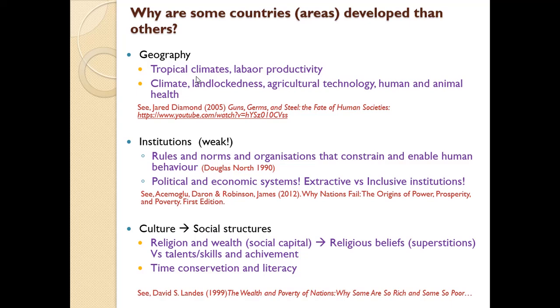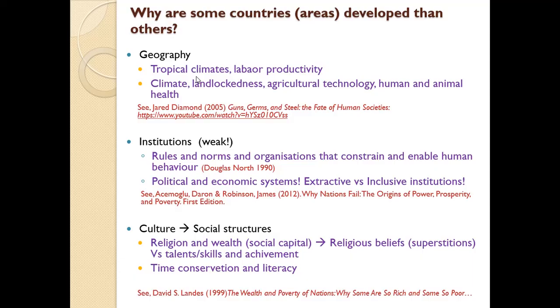But according to Jared, for instance, the tropical climate harbors insects such as mosquitoes that carry deadly diseases such as malaria, and therefore malaria makes people sick, and therefore they cannot be more productive, and therefore cannot produce more goods and services, and therefore leads to their underdevelopment. So climate and so on.